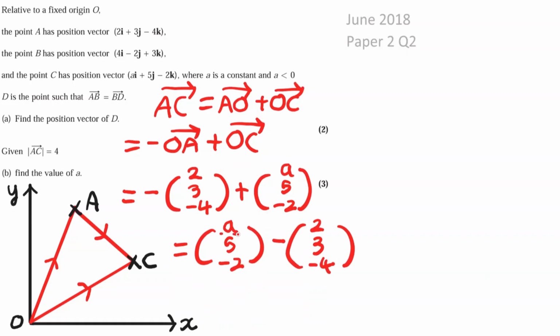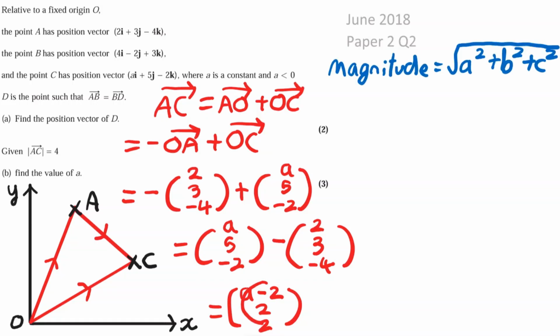Remember, when we're minusing vectors in the column format, just focus on the individual rows. So it's a minus 2, which stays a minus 2 at the moment, 5 minus 3, which is equal to 2, and minus 2 minus minus 4, which is equal to 2. So the vector AC is equal to (a minus 2, 2, 2). Remember the magnitude is these three numbers squared and added together, and then the square root of this. That's how we find the magnitude of a vector.